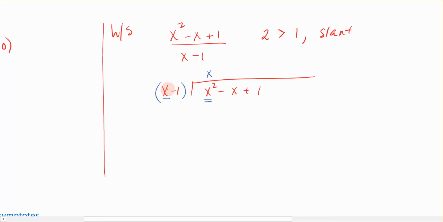So x times x is, oops, erased too much there. x times x is x squared. x times negative 1 is a negative x. Change your signs though, so we have a minus and a plus, meaning that we get 0 here and a 0 here, and we actually are done because this would be kind of a remainder. So I found out that y equals x is the equation of my slanted asymptote.